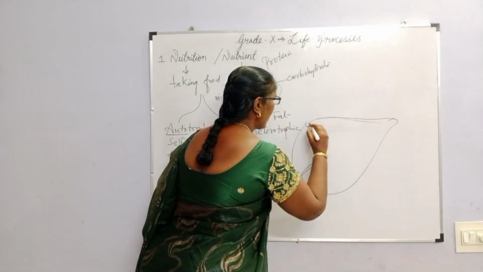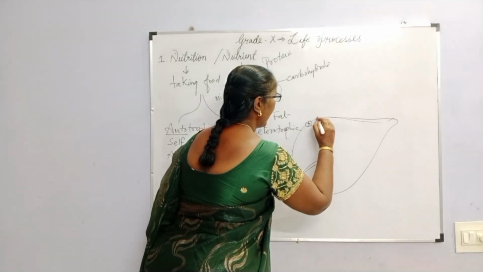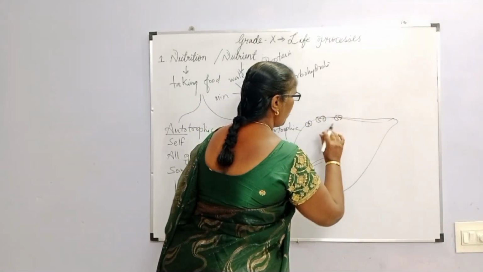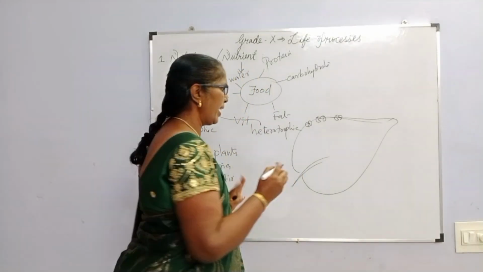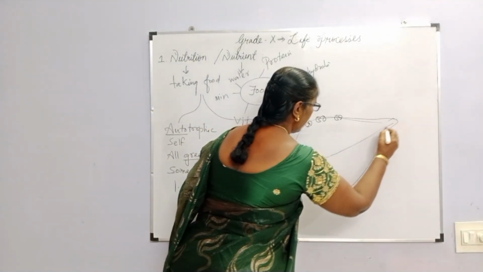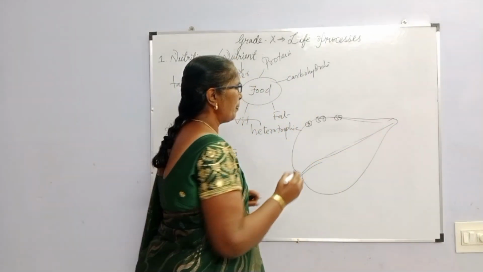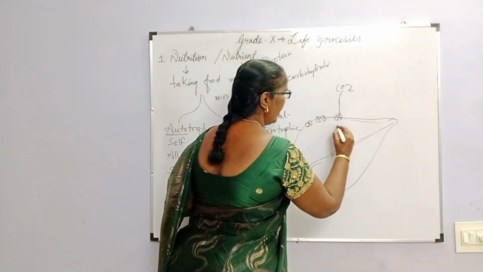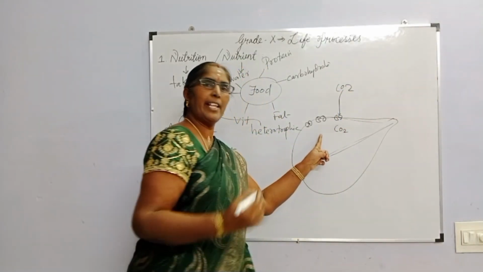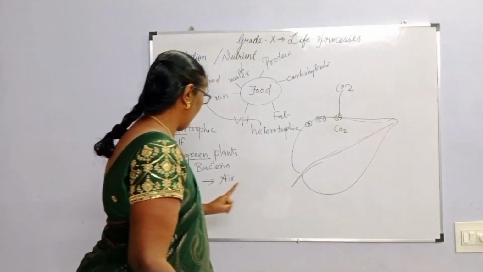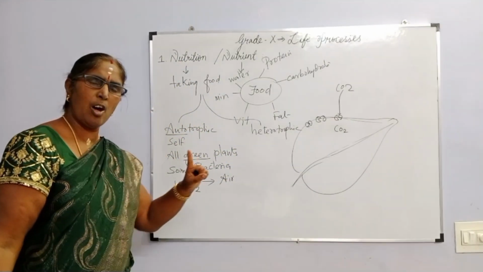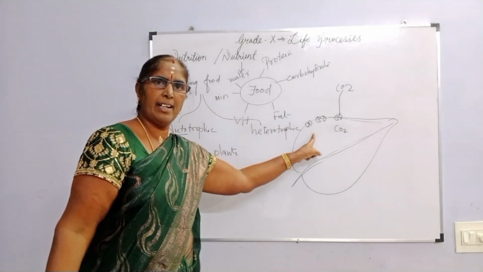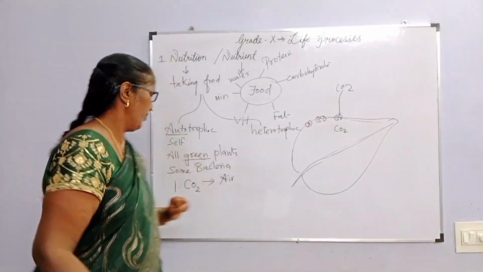On the lower surface of the leaf, small holes are there. This is called stomata. Stomata are present all over the surface of the leaf. These stomata absorb carbon dioxide from the atmosphere, and it enters inside. Now carbon dioxide has come inside the leaf. Carbon dioxide is raw material 1. It is in the atmosphere, and through stomata it enters inside the leaf.